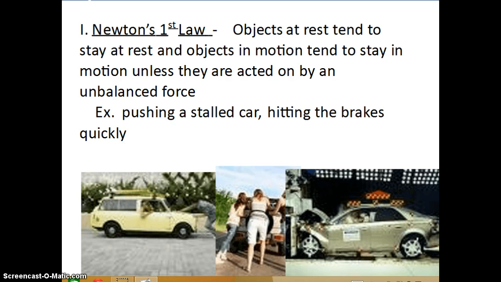Newton's first law: objects at rest tend to stay at rest, and objects in motion tend to stay in motion unless they are acted on by an unbalanced force. So a stalled car is going to stay at rest until you give it an unbalanced force to push it.